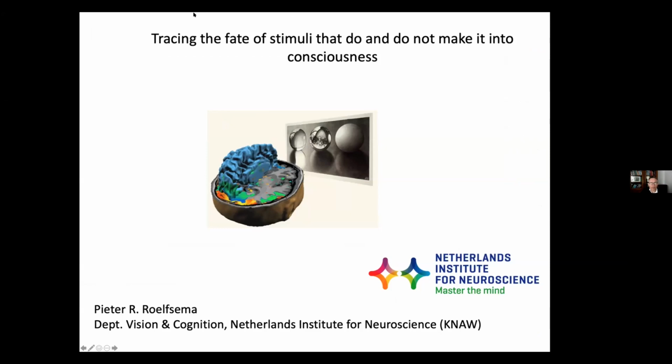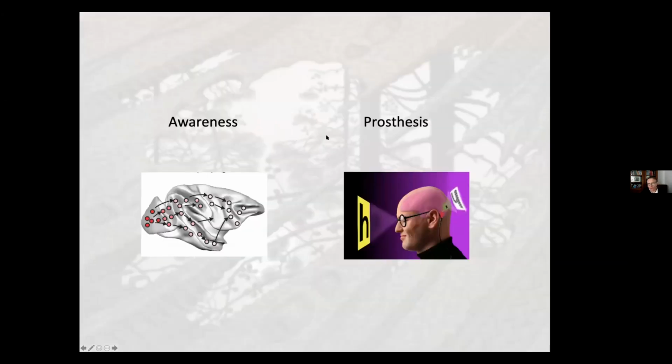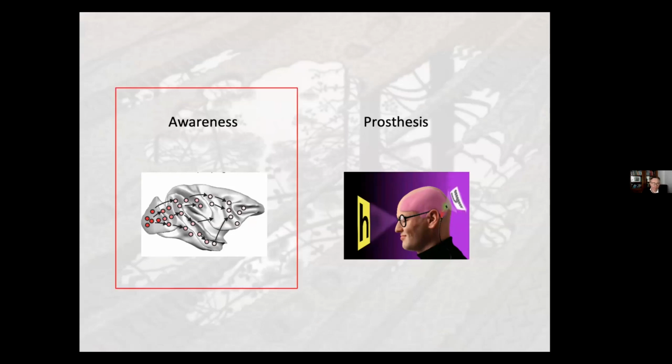So I would like to discuss some recent work we have been doing on weak stimuli that sometimes do and sometimes don't make it into conscious awareness. And I would also like to discuss a few applications of this work that go towards the aim to create a visual prosthesis and interface with the cortex of blind people. But I start with awareness, and I would like you to participate here.